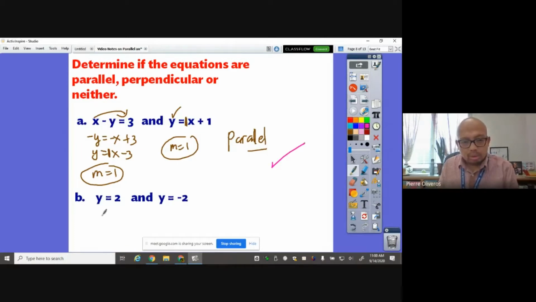Y equals 2, y equals negative 2. So y equals here is 0x plus 2. Y is equal to 0x minus 2. The slope here is 0. The slope here is 0. They're parallel again because they have equal slope. Kaboom.